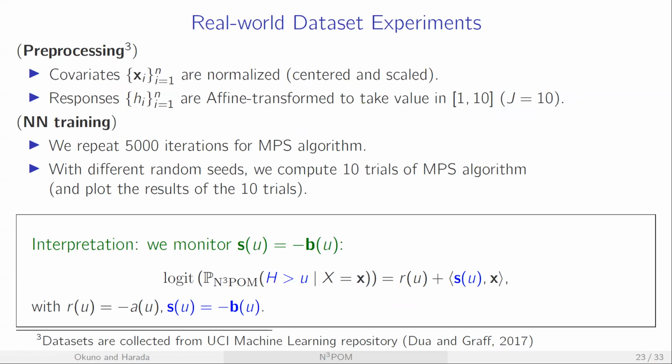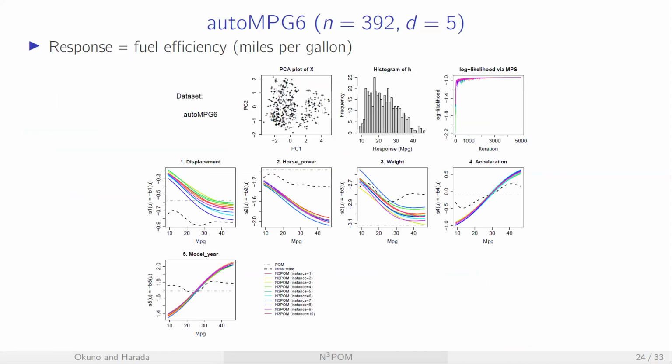And here I'd like to explain how to interpret the results. As you know, if we apply the logit function to N3POM, then we obtain this inequality. The probability that the response H is greater than U is expressed as the sum of the function A_U and the inner product between the neural network output B_U and the covariate X. So what I want to say here is if the coefficient is large, then the corresponding covariate element is important to increase the response H. So anyway, let's see the results here. This slide shows the results of the Auto MPG datasets.